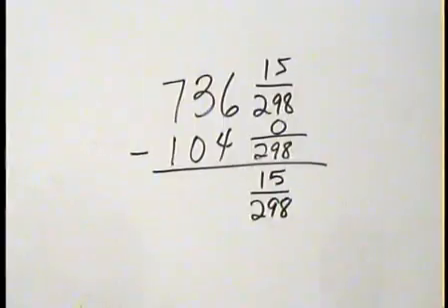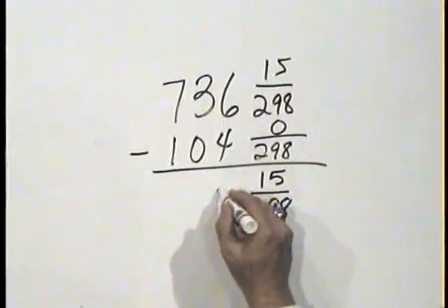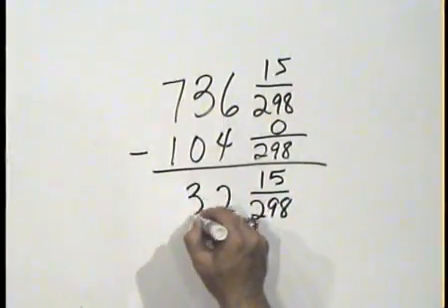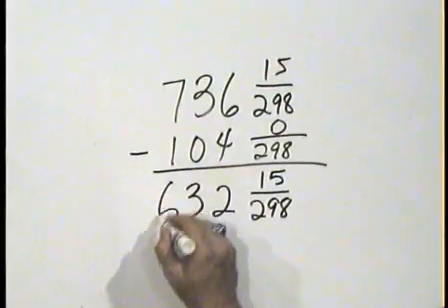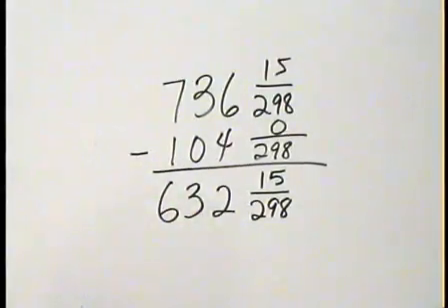736, we're back to a subtraction problem. 6 minus 4 is 2. 3 minus 0 is 3. 7 minus 1 is 6. We get 632 and 15/298.